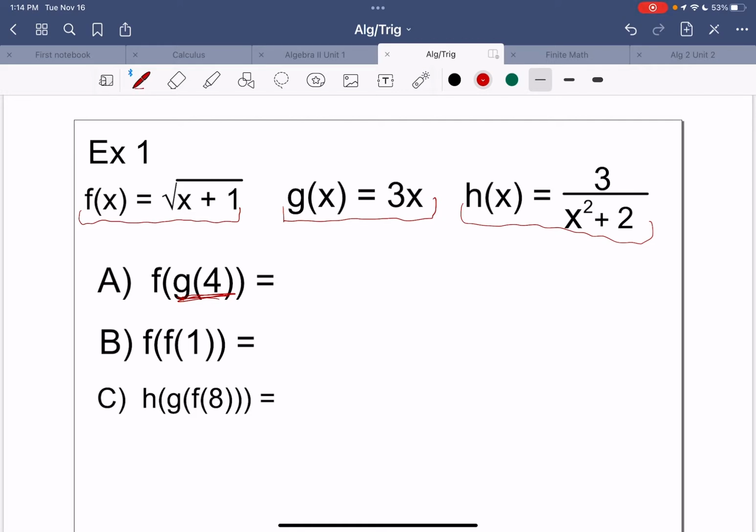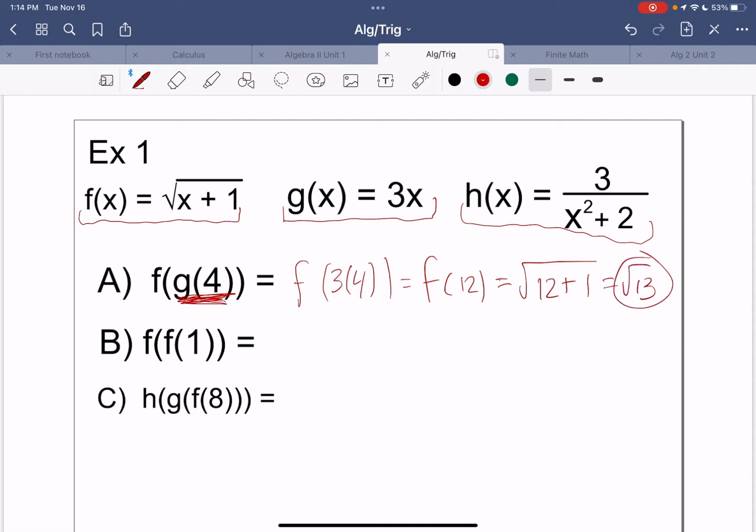So the first thing it says to do is G of 4. So I'm going to put 4 into the G function. Well, that would be 3 times 4. And then that result is going to go into the F function. 3 times 4 is 12, so now I'm doing F of 12. 12 has to go into the F function. So F function is the square root of a number plus 1, and that number is 12. So the answer is the square root of 13. It's not that dramatic of an answer. It's the square root of 13, which is an irrational number.